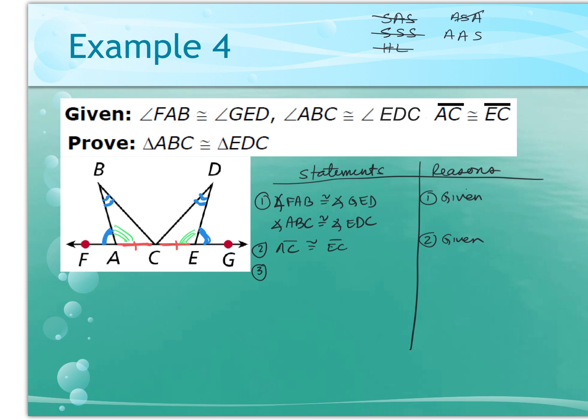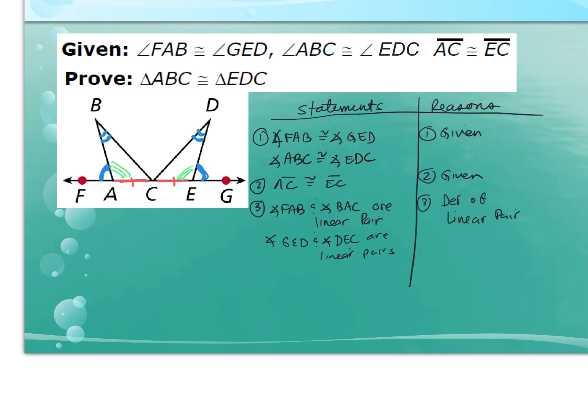My first step is that angle FAB and angle BAC are a linear pair. Not only are those two a linear pair, but also on the other side, angle GED and angle DEC are also a linear pair. And I know these are linear pairs because I know the definition of a linear pair. So again, I'm identifying that they're a linear pair.